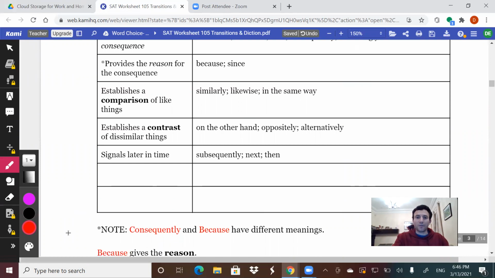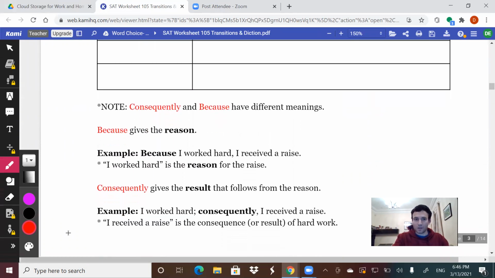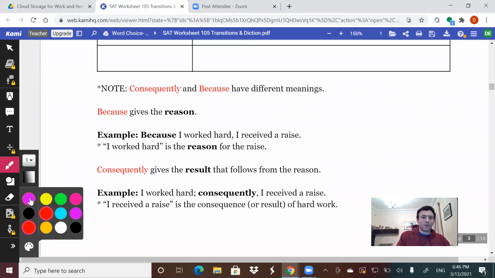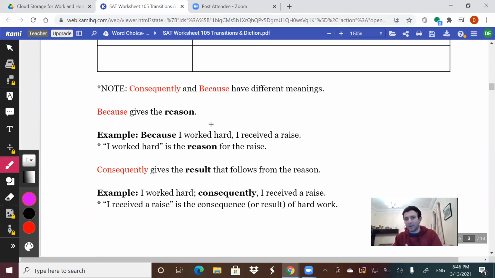But let's talk about the difference between consequently and because. So it's actually quite simple. Because gives the reason that something else happened. So because I worked hard, I received a raise. So working hard is the reason the raise happened. Consequently does the opposite. Consequently gives the result. So I worked hard is the reason. The result, consequently, I received a raise.